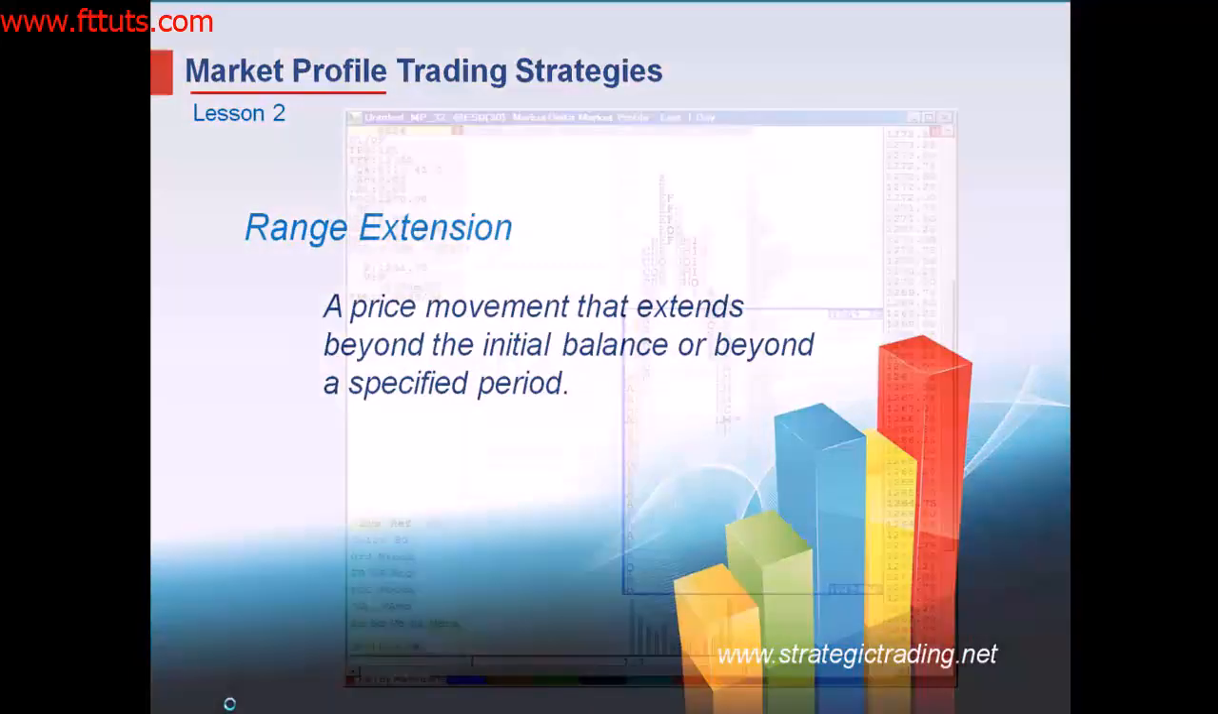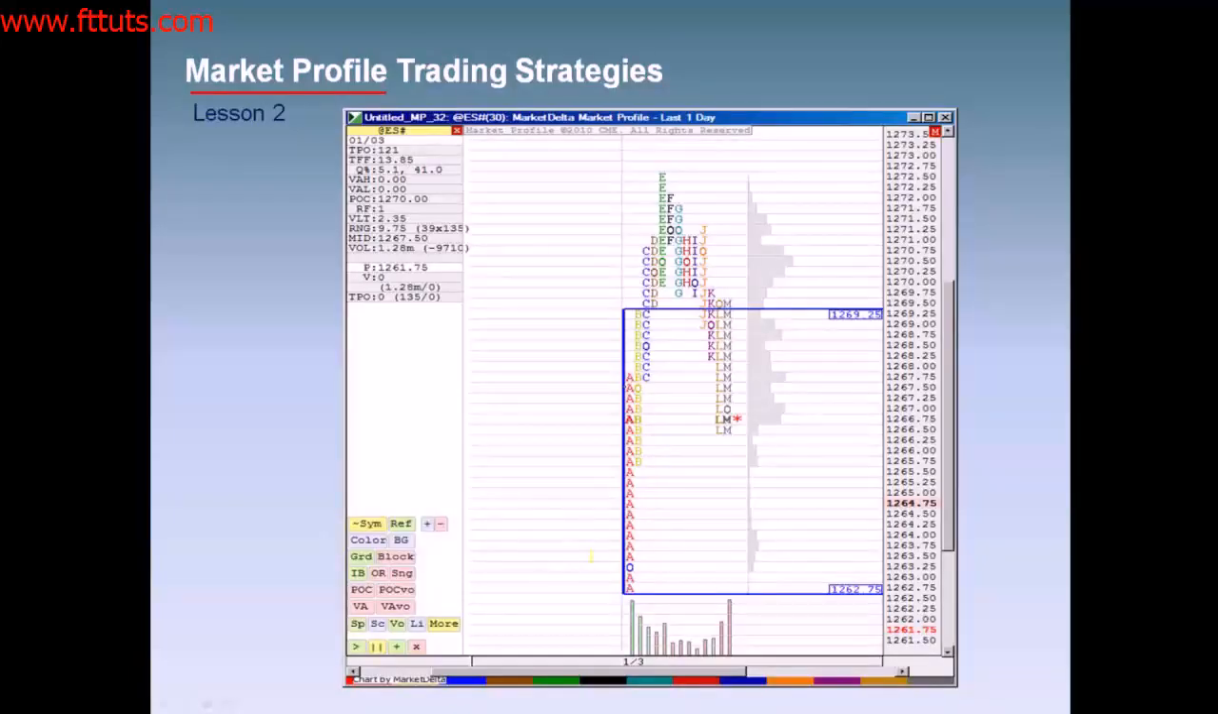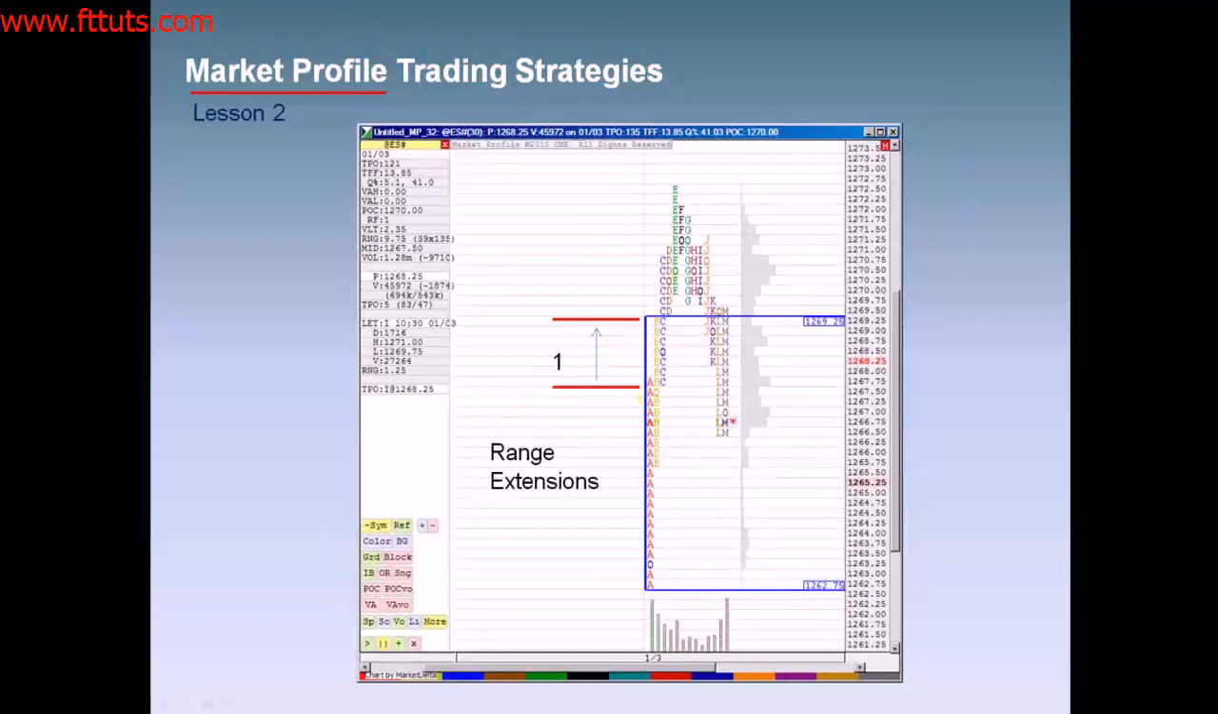Now let's take a look at them here and see if we can identify together some of the range extensions that we have. Well, it's the same profile that we've been looking at, and we've identified the low and the high of the initial balance, okay? But we haven't identified the range extensions. Let me identify them for you. Okay, our first range extension actually occurred after the first half hour. So period A started, we opened down here at about 1263.25, and prices moved all the way up to this point here, which is 1267.75.